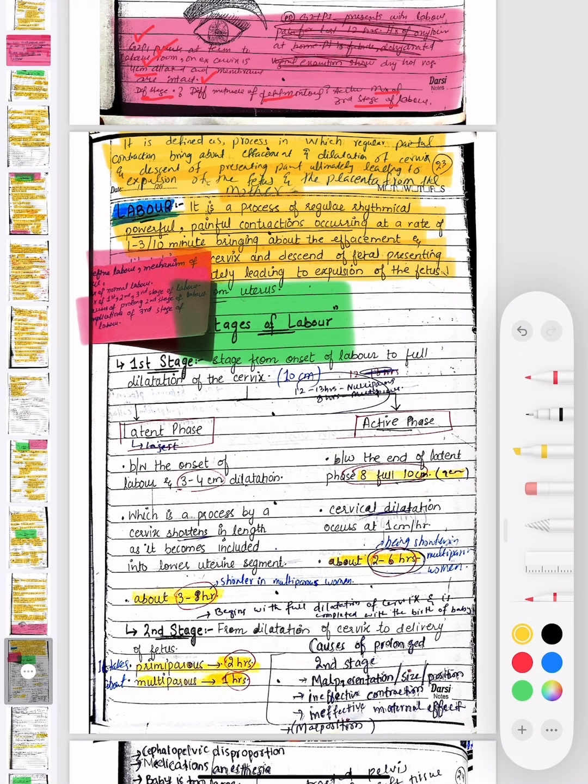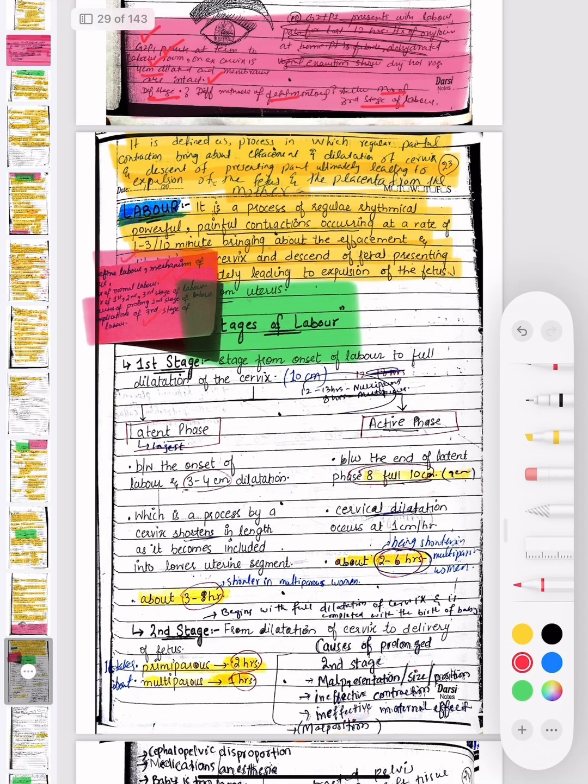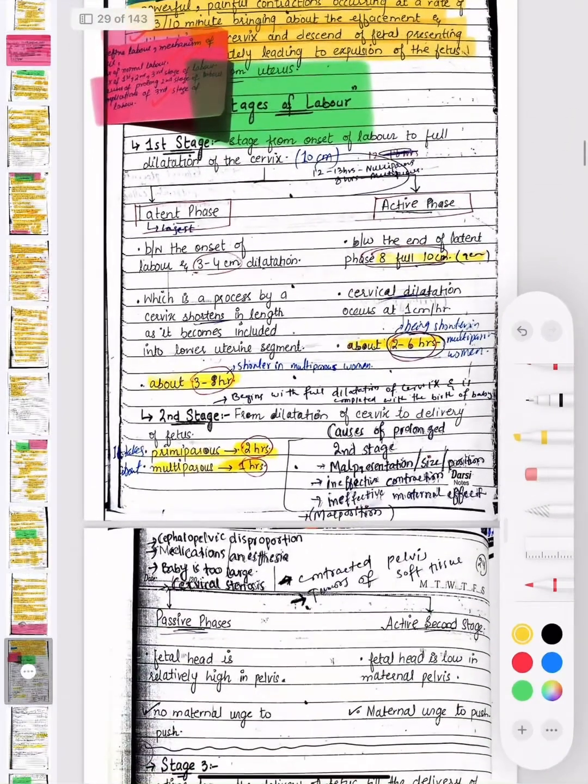There is also another scenario here that defines the labor, mechanism of labor, the management of normal labor, and the management of first, second, and third stage of labor, and the causes of prolonged labor, and the second stage labor, and the complications of third stage of labor. So we will discuss all the stages of labor and its management in detail in this section.